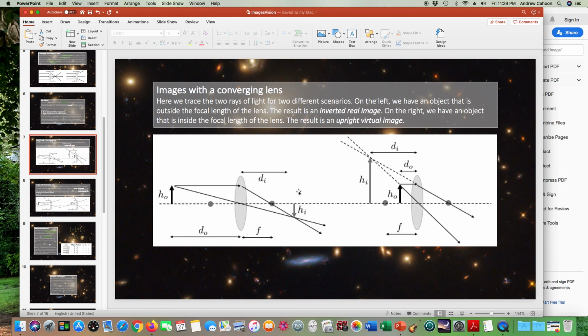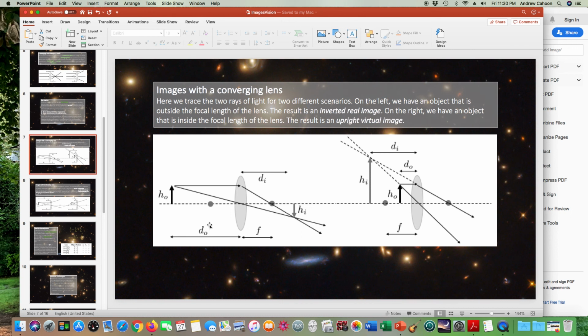If I put a piece of paper here and the object was shining light, you could actually capture this image on the piece of paper. Light is really going there. And it's inverted because it's upside down. The other things in this diagram: H_O is the object's height, H_I is the image's height, D_I is the image distance, and F is the focal length.